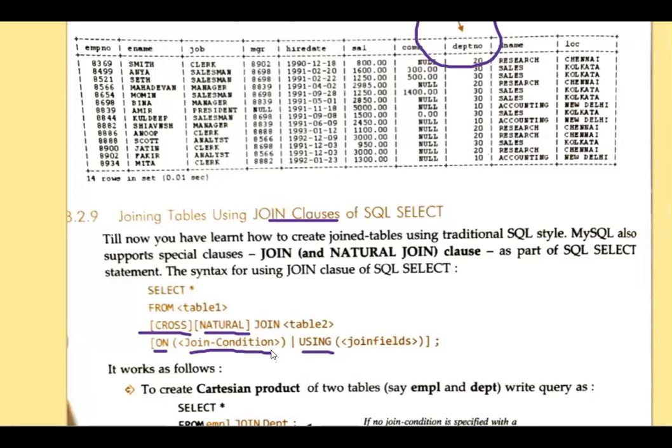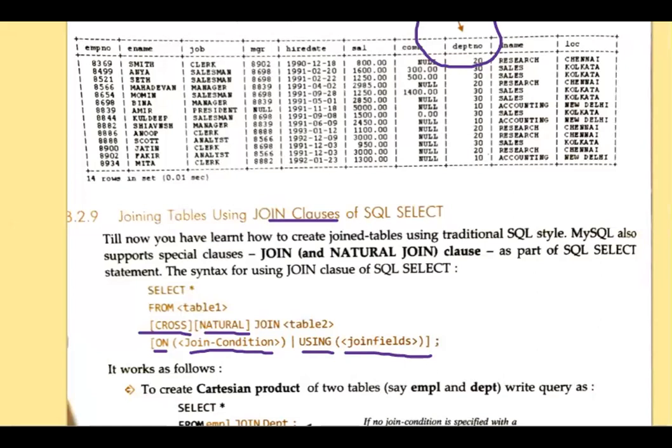Okay, we can write any condition, and on the basis of that condition we can join the two tables. And in that particular case I have to write the field name, meaning on the basis of which field I want to join. Now we will discuss all these one by one.